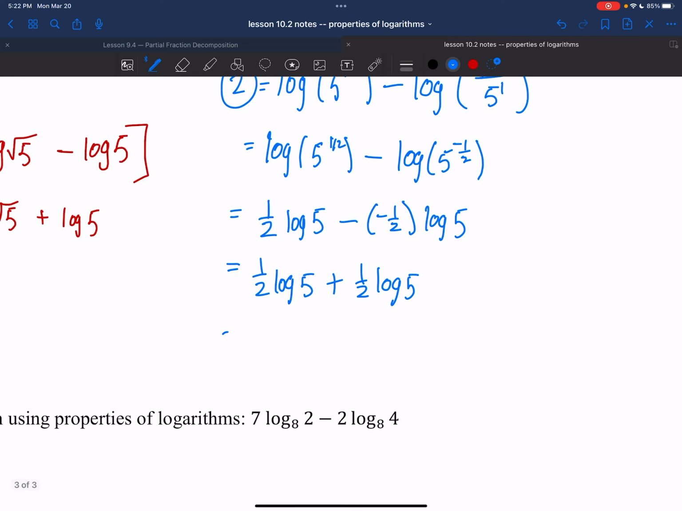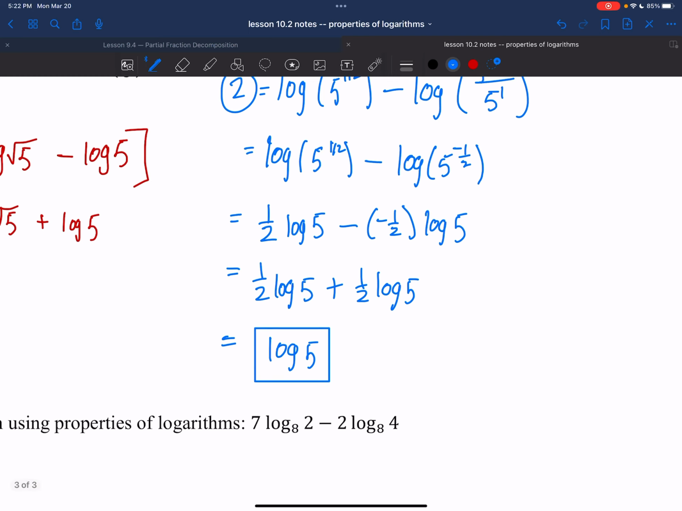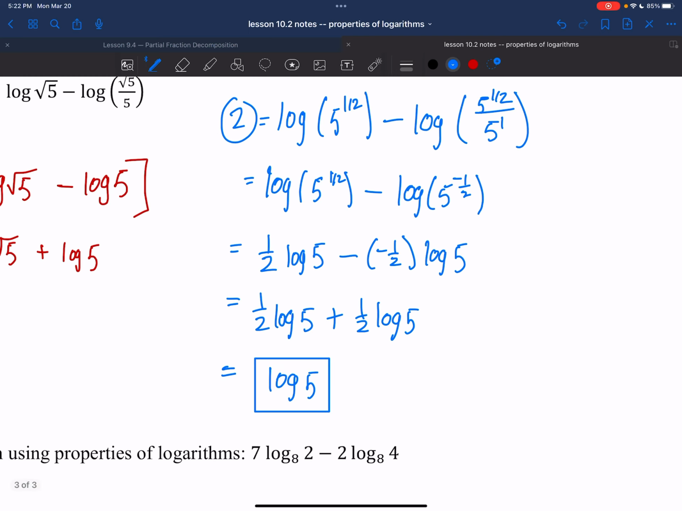And 1/2 plus 1/2 is a whole, so it's 1, so it's equal to log 5. And that is a second way. We didn't really use the quotient rule here. We used some properties of exponents and the power rule to manipulate this. So, you can see sometimes you have more than just one approach for evaluating these things.